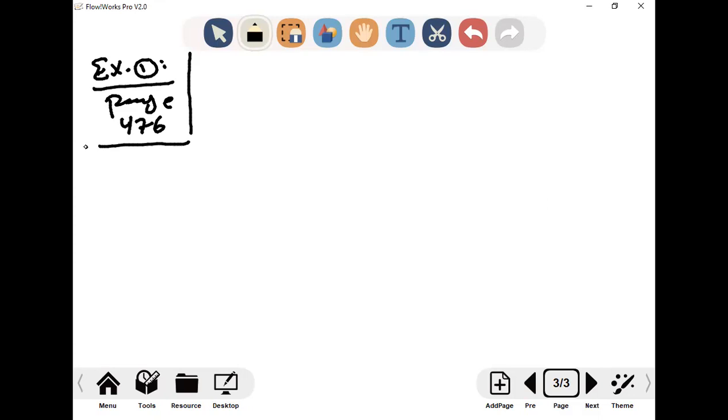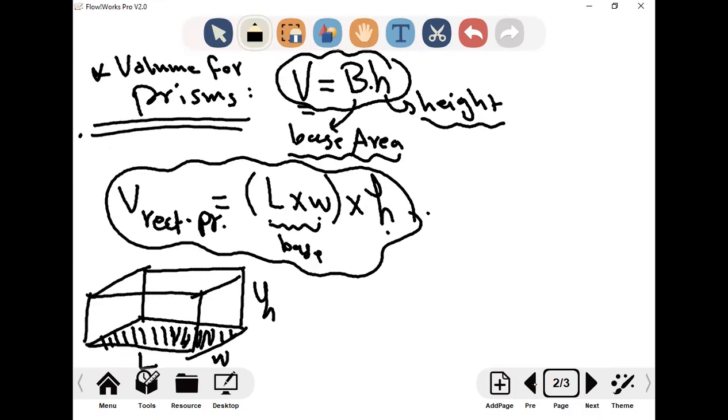Here this is the length, same as this. This is the width, same as this. This is the height, same as this, same as this, same as this. Okay? So what's the length in this example?